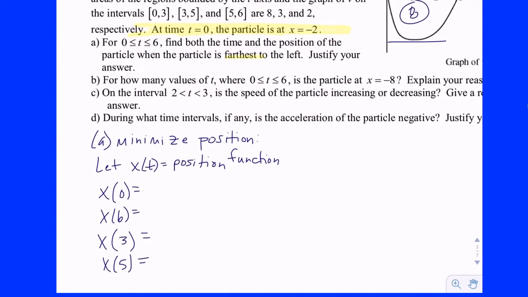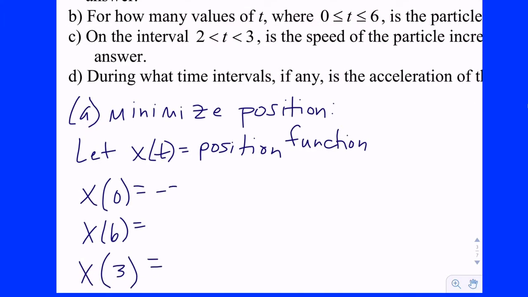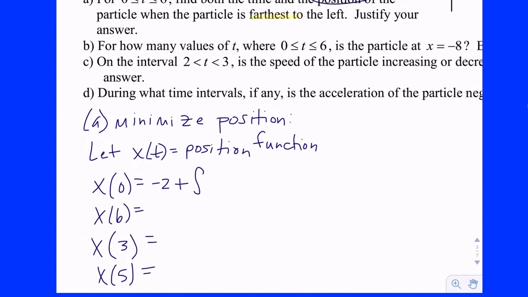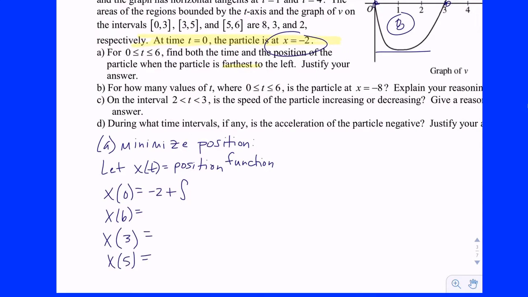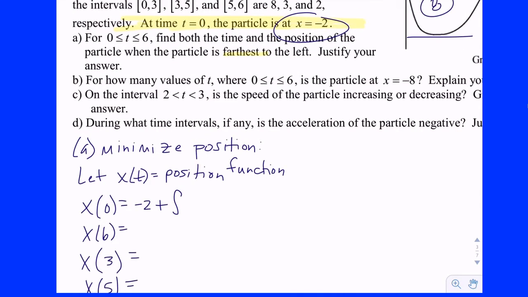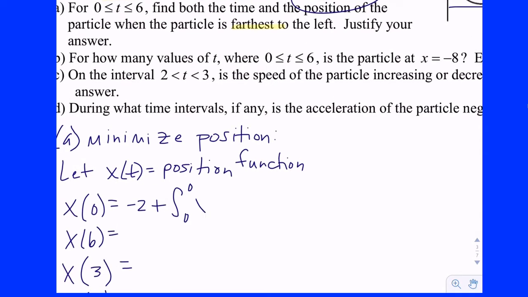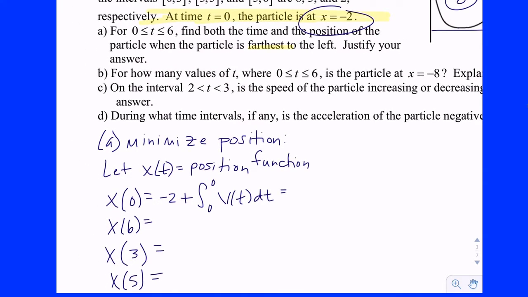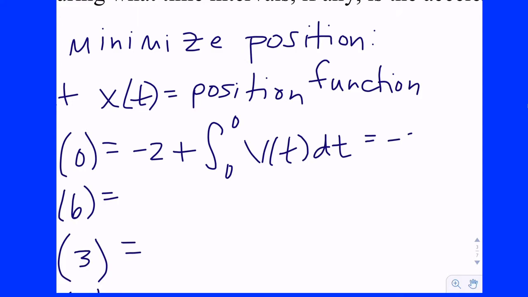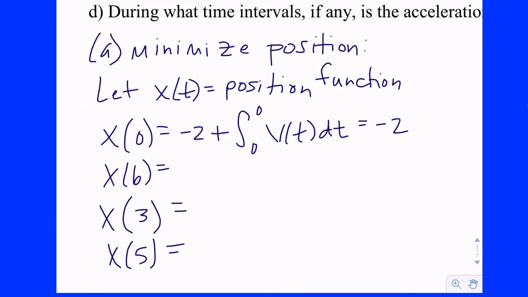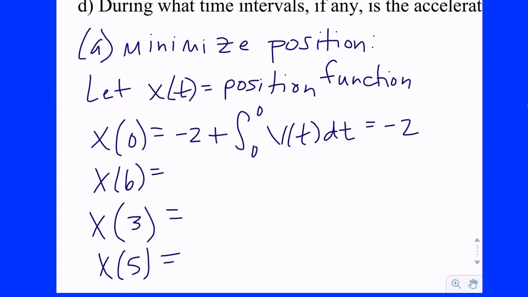X of 0 is, we're starting at negative 2 plus the integral from what to what? Well, we were at negative 2 at 0, and we're going to 0. Okay, that makes sense. And we're doing the integral of v of t dt. What's the integral from 0 to 0? 0. 0 plus negative 2 is negative 2. Okay, so that was actually given. So you wouldn't necessarily have to show the integral there because it was handed to you, but it's nice to verify it. We have our pattern down now.